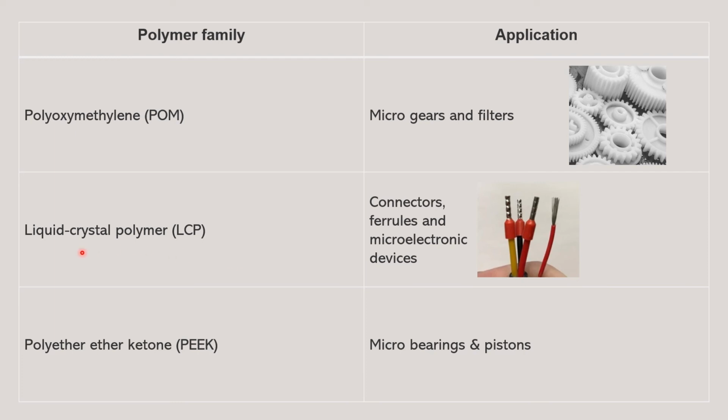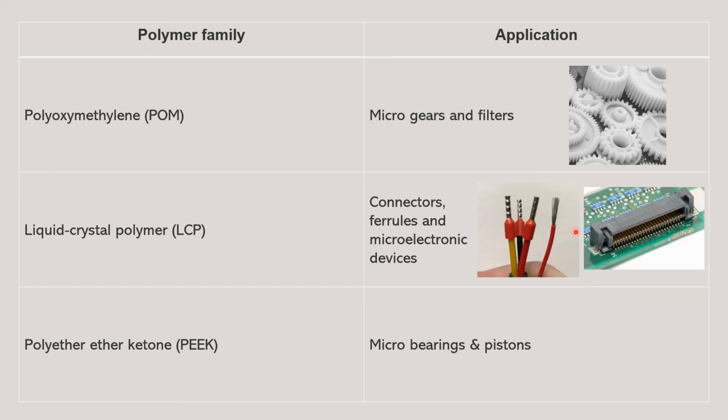Next is liquid crystal polymer or LCP. It is used to create connectors and ferrules. So this one is a ferrule. We use it at the end of the wire, instead of just connecting the wire to something else. Next are also microelectronic devices created from LCP.